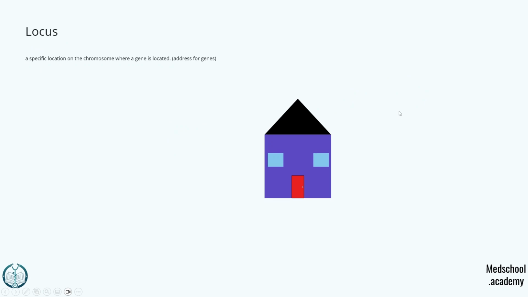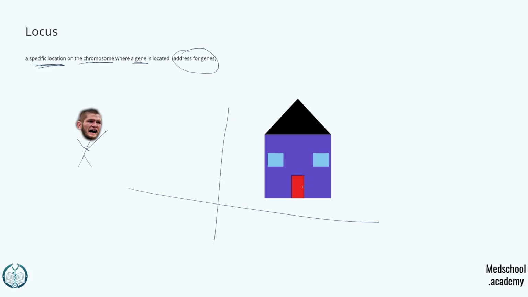So next is locus. Locus is a specific location on the chromosome where a gene is located. Think of it as an address for genes. Let's say, for example, this is your house and you have a friend right here, and your friend says, please just send me your location. Let's say this is your house number 123, and the street you're on is called Main Street. For your friend to come over to your house, you have to give him your address, which will be 123 Main Street, and then he's probably going to put it in the GPS and make his way to your house.